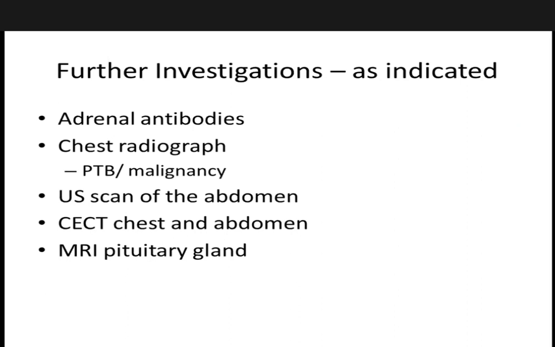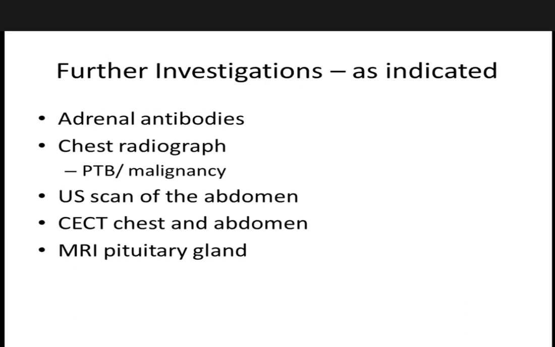Right. So after that, you do further investigations as indicated, right? If the short synacthen test together with ACTH says primary adrenal failure, you check adrenal antibodies. And then you can do a chest radiograph, looking for pulmonary tuberculosis and malignancy, right? Even before going for all these investigations, you can ask for an ultrasound scan of the abdomen to look at the suprarenal glands, right? And if you are suspecting tuberculosis or malignancy, you can ask for a CT chest and abdomen.